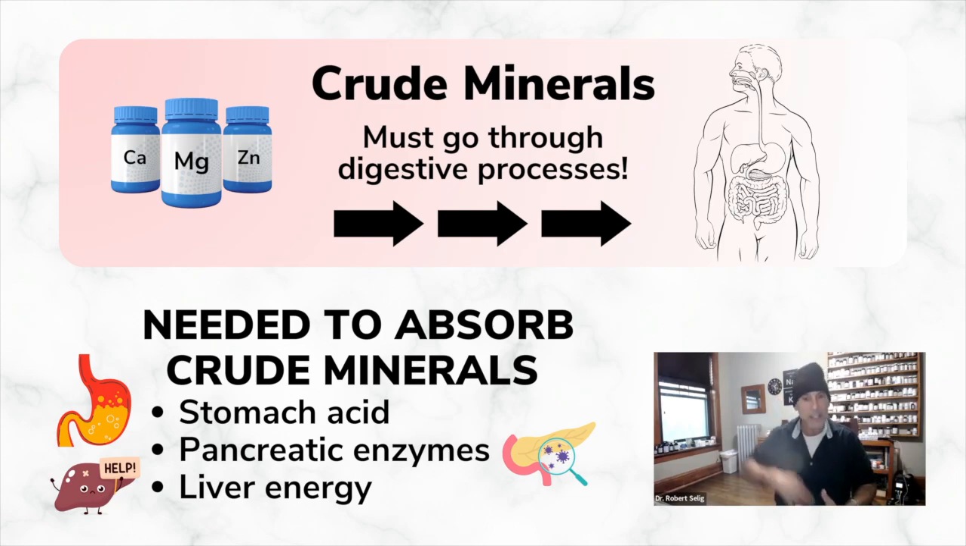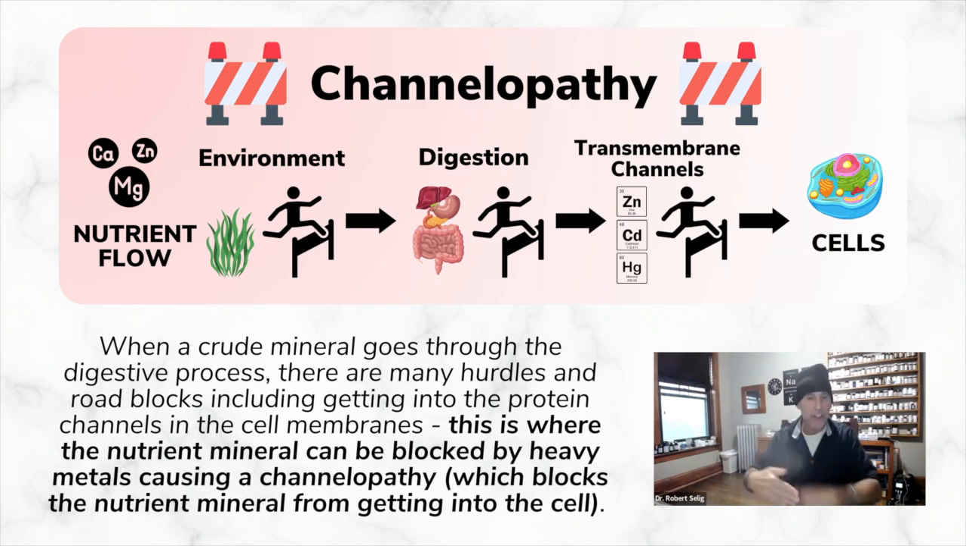You need the stomach acid, you need the pancreatic enzymes, you need the liver energy to be working. It has to go through all these obstacles, all these hurdles, to be absorbed, and it has to get into the cell, and getting into the cell, it has to bypass all the roadblocks we may have with leaky guts, with poor digestion, poor stomach acid. So that's why these tissue salts get absorbed directly into the blood and allow the vital force to direct where this mineral needs to go.